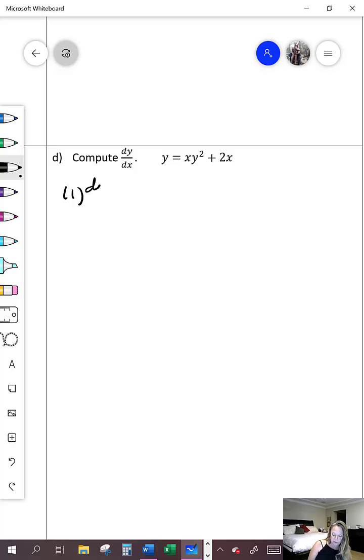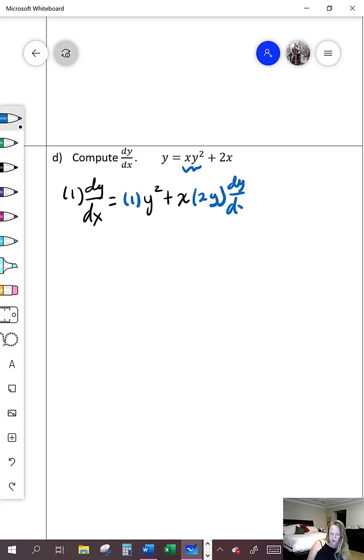So we're going to rewrite this as dy over dx is equal to, so we're going to need to use the product rule here. And so when we take the derivative of our first function x, that's 1, times the second, which is y squared, plus the first x, times the derivative of the second, y squared. Derivative of y squared is 2y, times, because y is a function of x, so times dy dx, plus now the derivative of 2x, derivative of 2x is just 2.